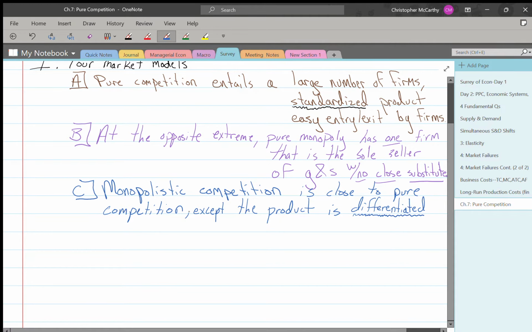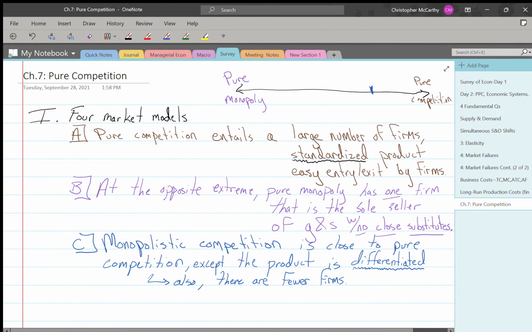there's also fewer firms. Good use of fewer there. We'd be tempted to say less, but that'd be grammatically incorrect. Fewer. All right, so monopolistic competition goes right here. Mono-comp. So it's almost competition, but there's branding, there's differentiation, there's fewer firms, there's none of this easy entry and exit.